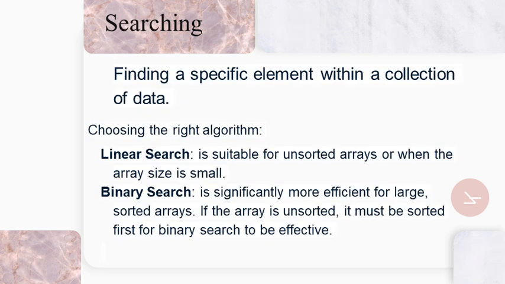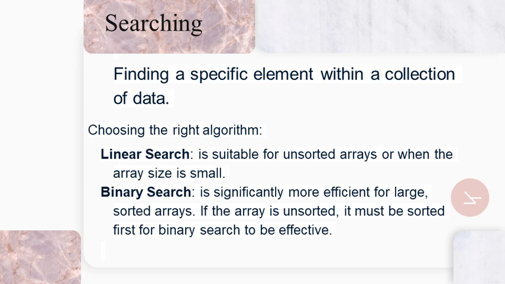One more array operation is searching. Searching in C involves locating a specific element within a collection of data such as an array. Two common searching algorithms are implemented in C: one is linear search and the other is binary search. Linear search is a simple algorithm where each element of the array is checked sequentially until the desired element is found, or the end of the array is reached. So it is suitable for unsorted arrays or when the array size is small.